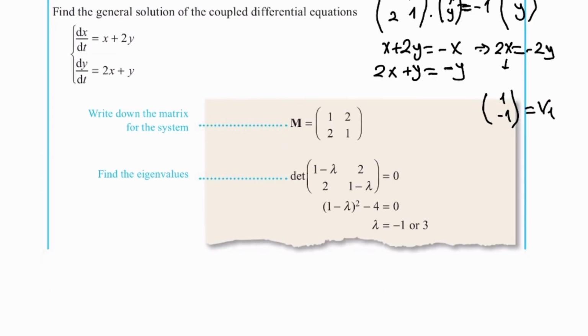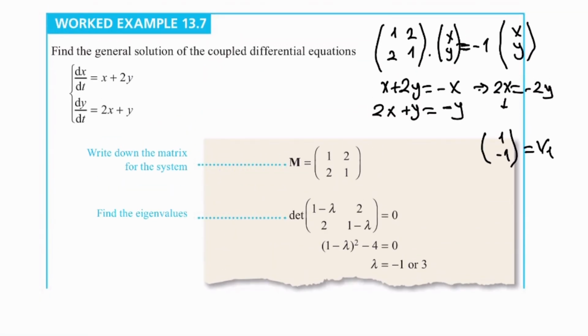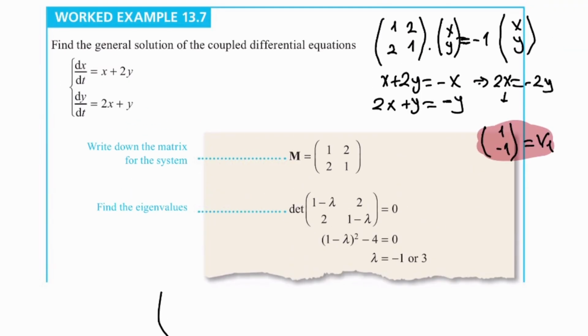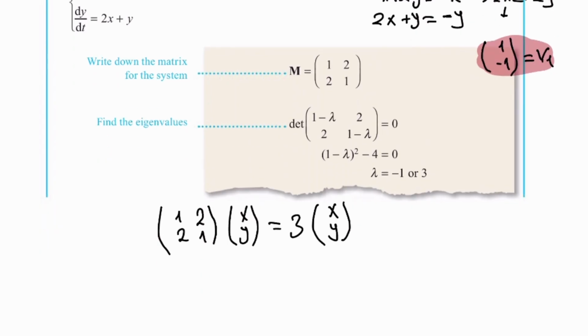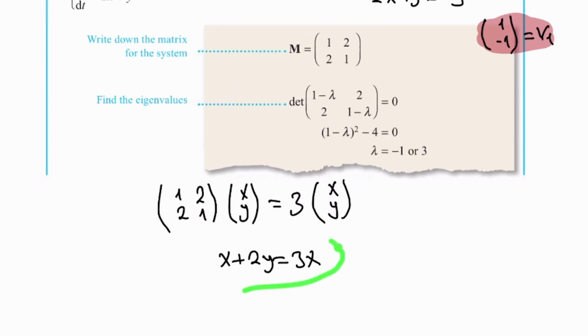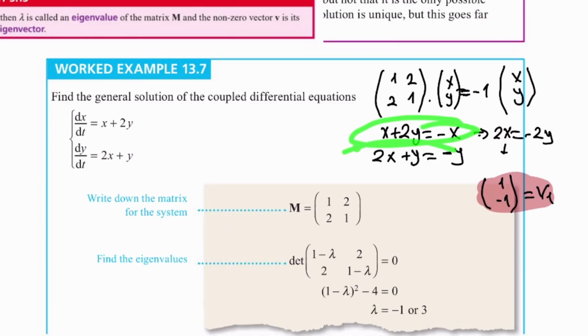With the same method, you should write how we can find the other eigenvector. Write the coefficient matrix 1, 2, 2, 1. Your eigenvector you don't know yet. Your eigenvalue, in this case 3, times x, y, okay? Then first row, first column, x plus 2y. You always find the same equation here, okay? This equation is the same all the time.